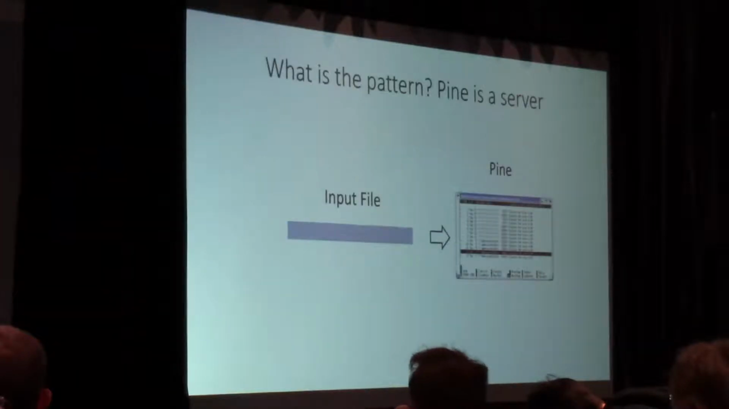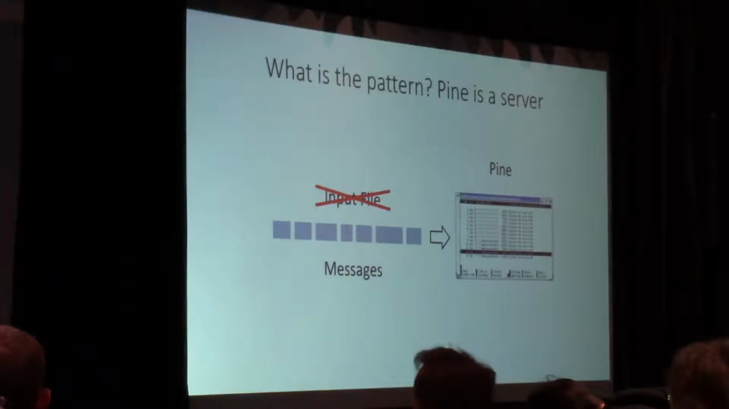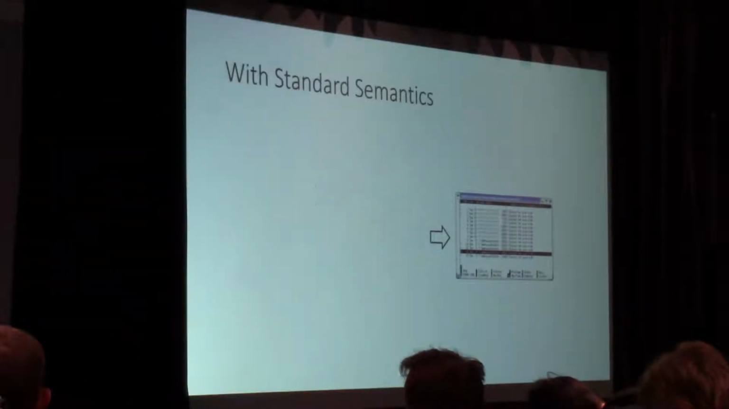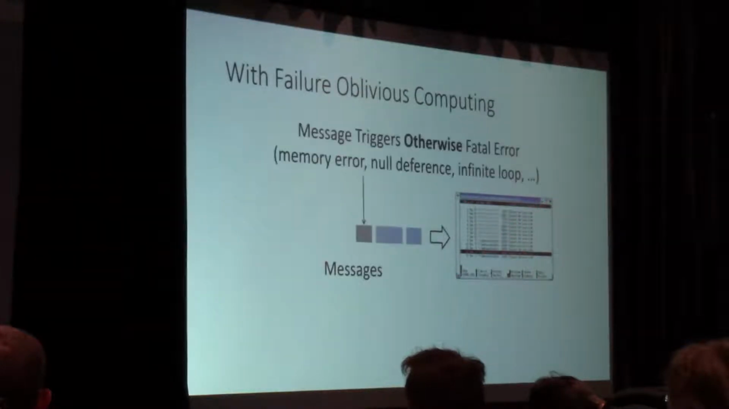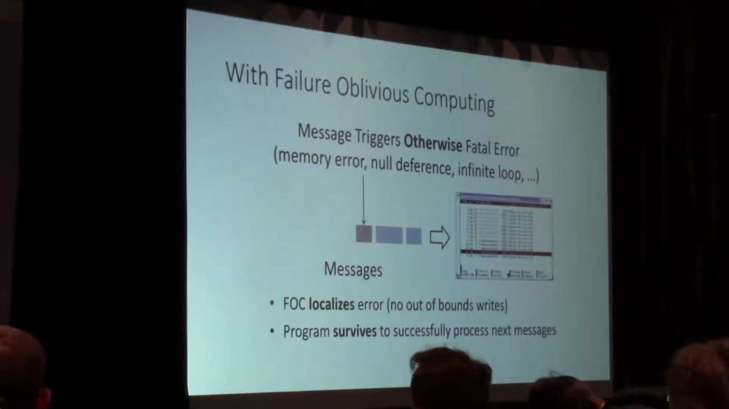All right, what's the pattern? I've been through this before. Pine, the server, processes a sequence of messages, so it's not really an input file, it's a sequence of messages. When you go off and look at a lot of applications, you'll see they all have this structure. So now what happens with standard semantics, if you get a message that triggers a fatal error, it turns out that your application is down the drain and you're screwed. With failure-oblivious computing, you may get an error, but the error is localized because you don't do any out-of-bounds writes. This is critical to making this technique work. And then it survives to go on and process the next messages.